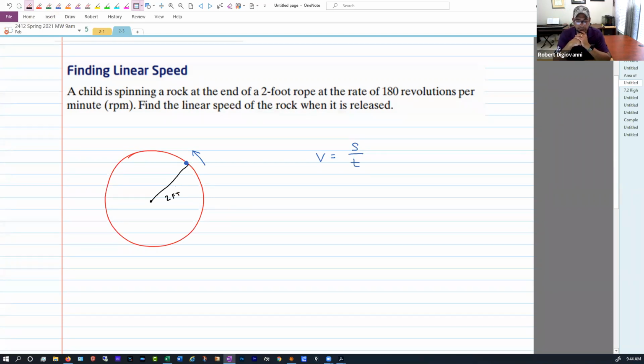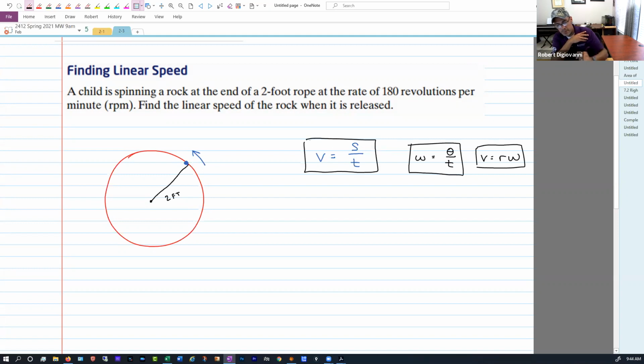All right. So we have that formula. Let me write the other formula we have. Omega is equal to theta over t. And then the other formula we have is that V is equal to R omega. Those are the three formulas we have to work with. And we are trying to find, what are we trying to find? Linear speed? So that's V, right? We're trying to find V. So we can either use this formula or this formula.